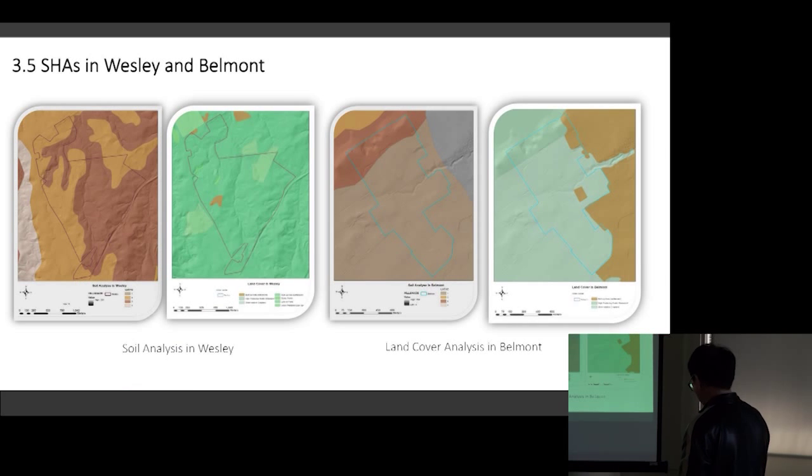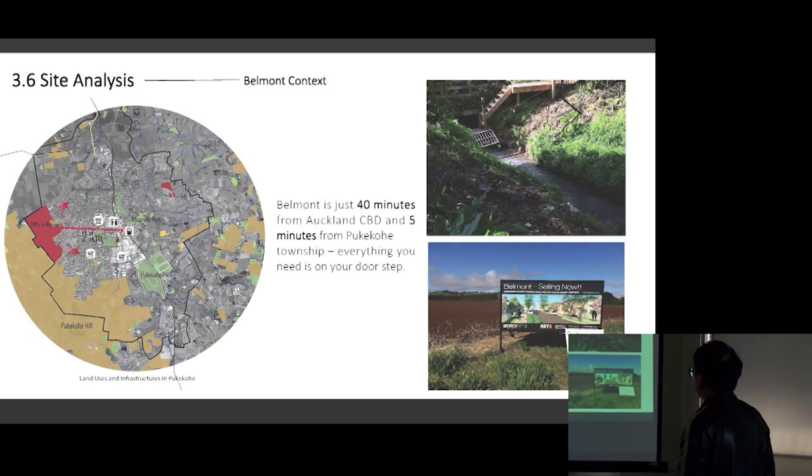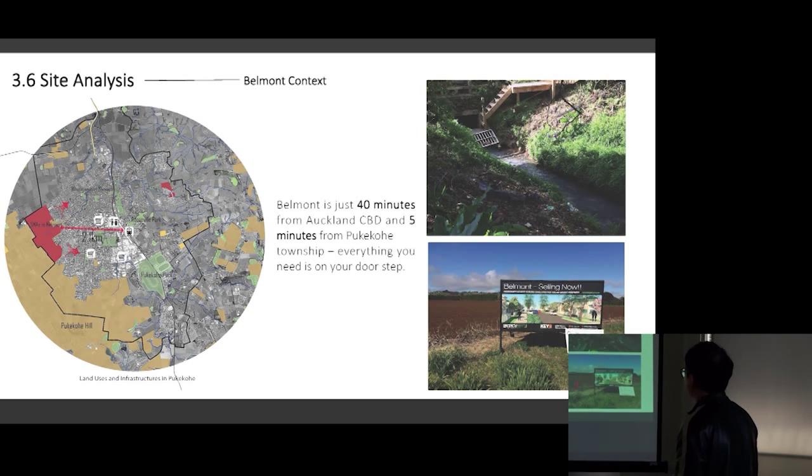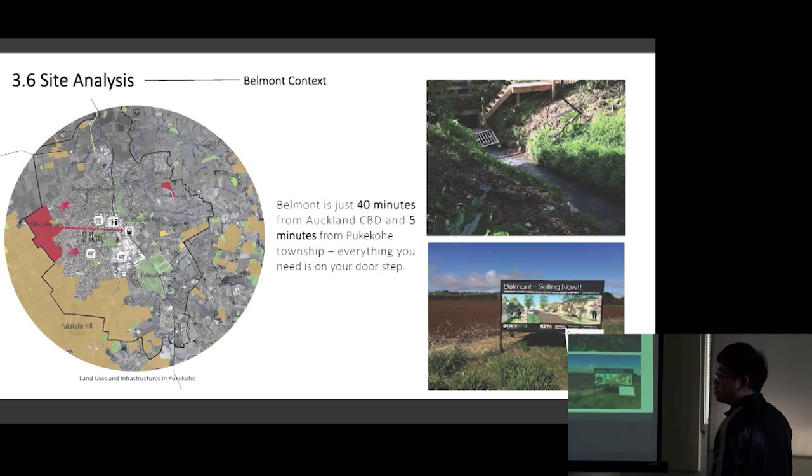I checked the soil quality and the land cover, and I decided Belmont is the best place for research because it has the best soil and the land cover is crop. Have a look at Belmont. It's a good location. Within 2 kilometers, it can reach a supermarket, a farm market, and the train station. It's just 40 minutes from Auckland Center and 5 minutes to the town center. But in the future, it will be houses without farmland.